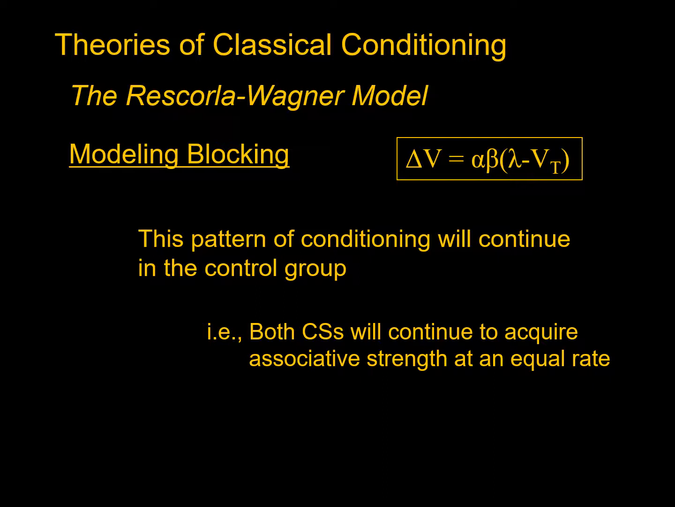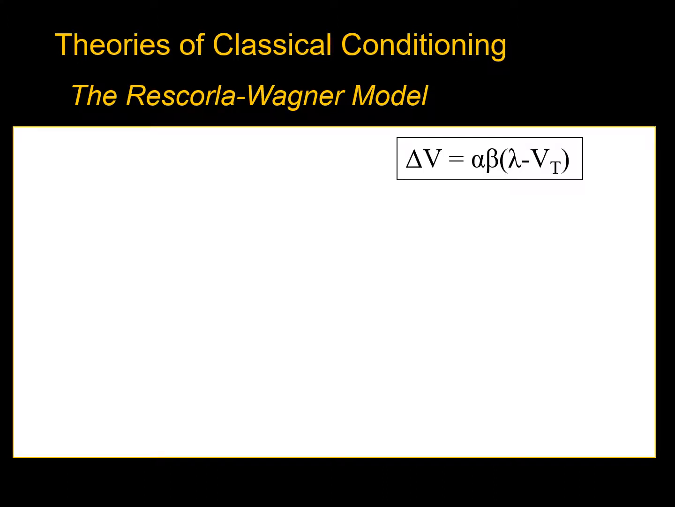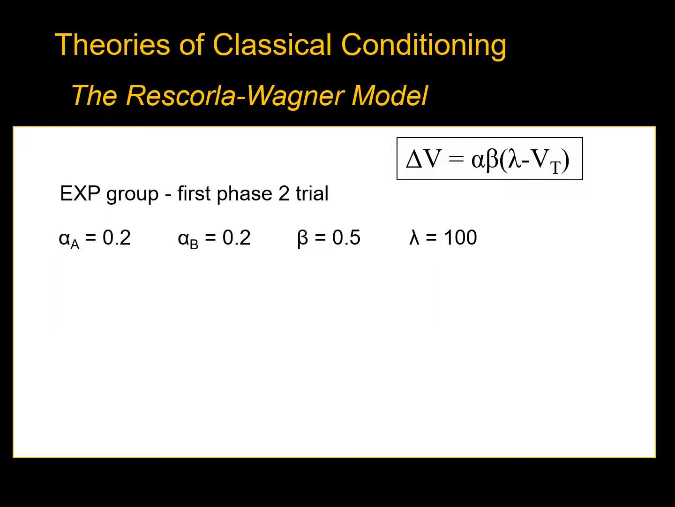Now we come to modeling the experimental group. Things are a little bit different because here we're dealing with a situation where some important stuff took place in phase 1. So, same parameter values here. We have to model the 2 CSs separately, but it's going to turn out to be something we're only going to have to do once here to make a point.